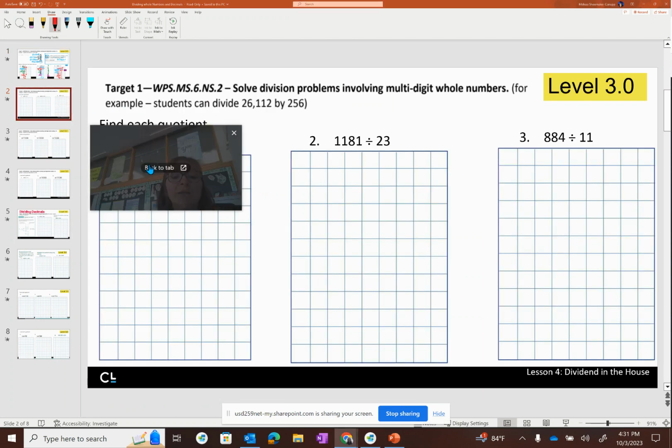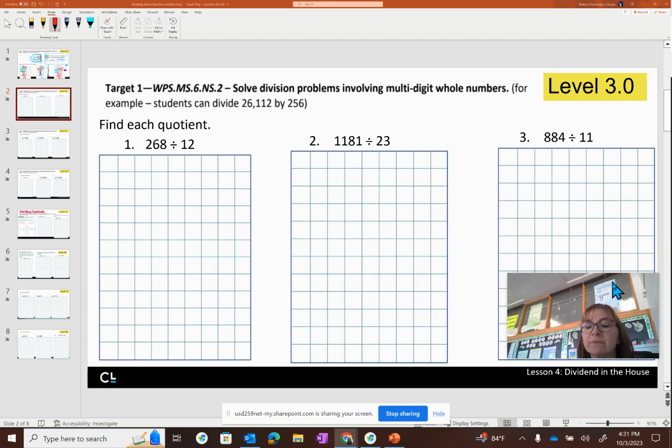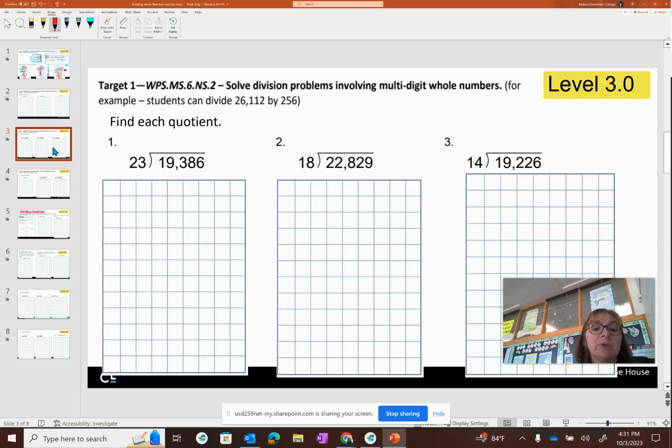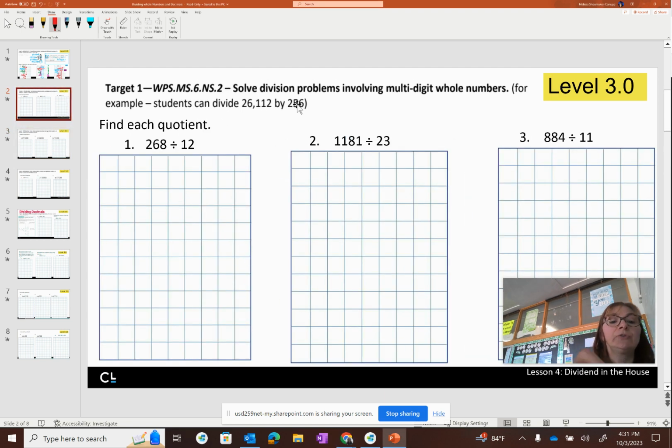Here is more practice. Now, what we have here is we're dividing by 2-digit numbers. Okay, so what we want to do is we want to put the 12 and then the 268 inside. I would suggest making a list of 12s.